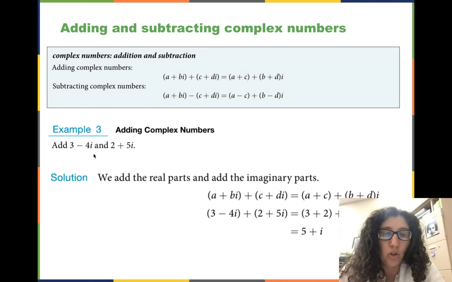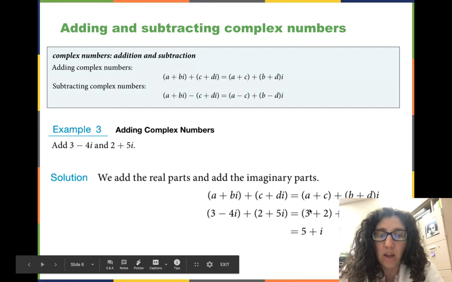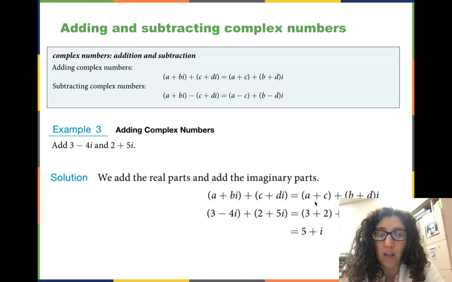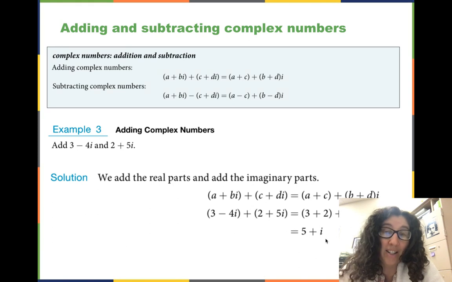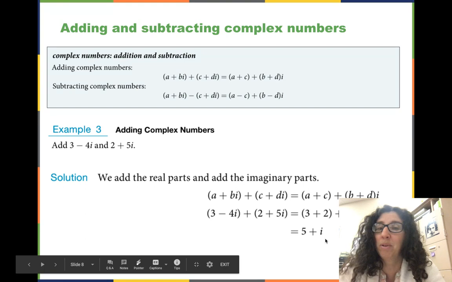Okay, so what if we had this? Add these two numbers, 3 minus 4i and 2 plus 5i. So we're going to add the real parts, 3 plus 2, and then we will add the imaginary parts, so minus 4 plus 5 times i. And then we just do the addition: 5, 1 is i, right? If plotting and adding and subtracting these seem too easy, that's because you're doing it right. It's just what you'd expect. This isn't really a complicated thing yet.